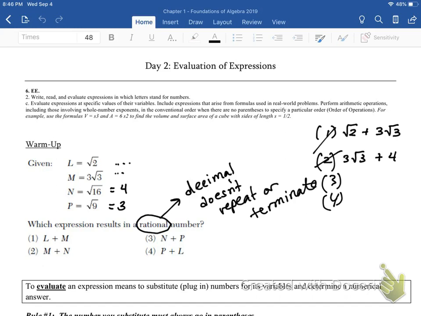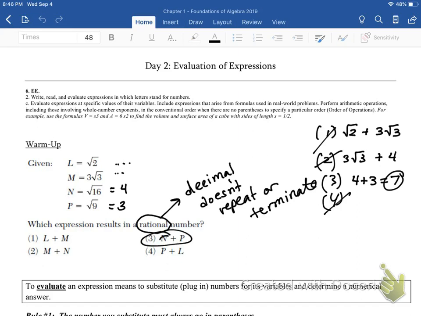Okay, number 3, N plus P. Well, N plus P is just 4 plus 3, and 4 plus 3 is 7. That is rational. That is a terminating decimal. You can write it as 7.0. So that means my answer here is choice 3.